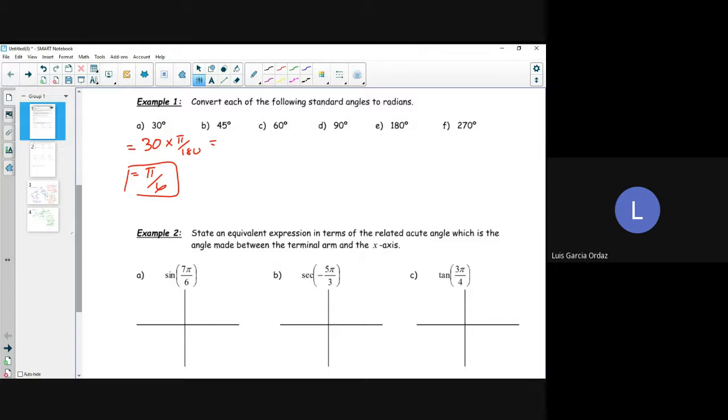We just did this one with our homework question. What is 45 degrees in radians? You have pi over 4. 60 is just pi over 3. 90 is pi over 2. 180 is just pi. And 270 is 3 pi over 2. Remember, all you're doing to convert these from degrees to radians is multiplying by pi divided by 180.